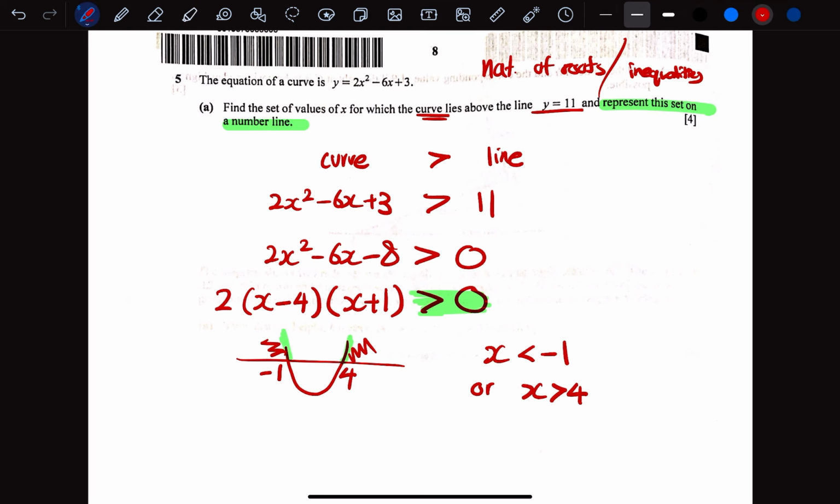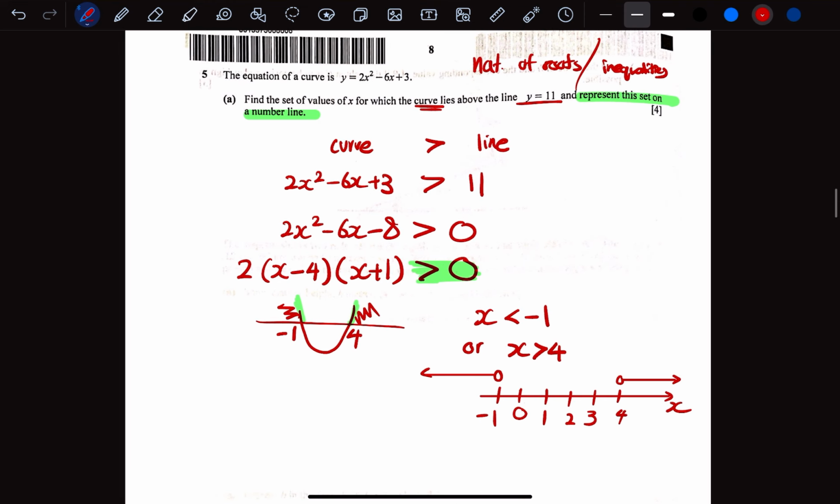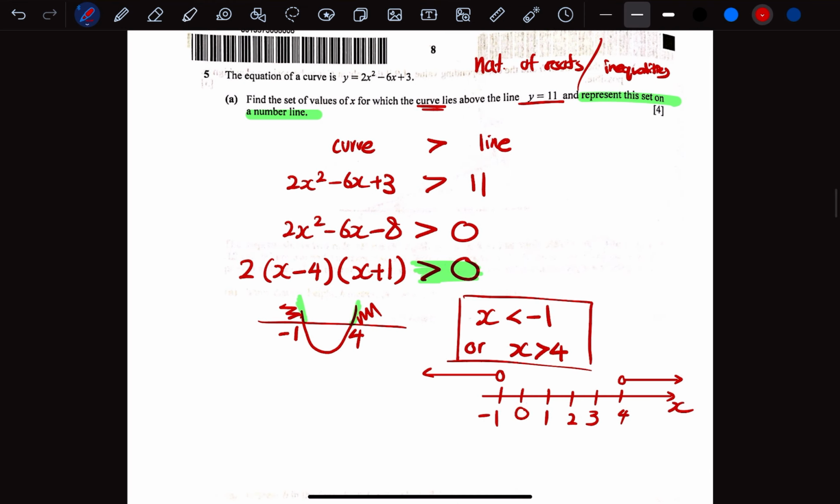So all we need to do is draw a number line, and label 1, 2, 3, 4, 5. This is 4, 3, 2, 1, 0. Sorry, we need one more: negative 1. And because it's strictly less than or greater than only, we'll draw a hollow circle here and a hollow circle here. Greater than 4 is this way, and we label this to be x. Less than negative 1 is this way. So this is your number line and these are your final answers.